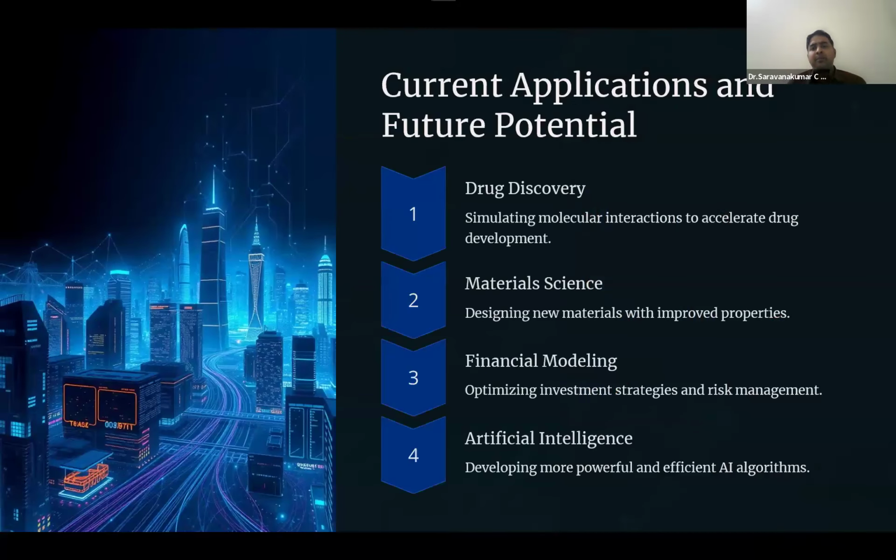Some of the applications I wanted to just highlight, but that we will discuss in our next session with a small break. But these are some of the things that current applications, what we are focusing, we will discuss. Current applications, we have drug discovery. As I was telling you, drug discovery is a main thing, and material science.